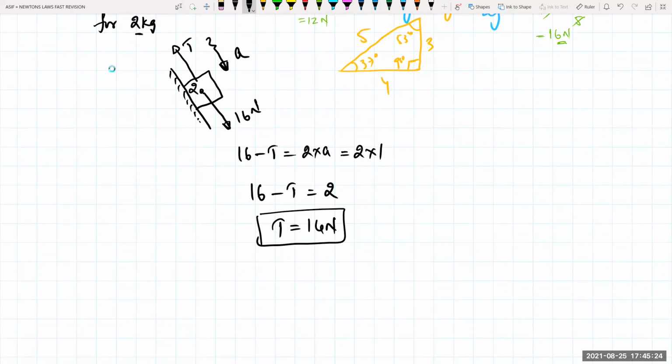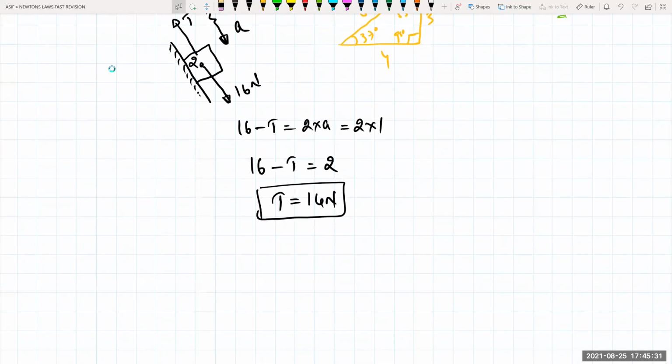Very good. Constraints in the exam, okay? So, constraints.